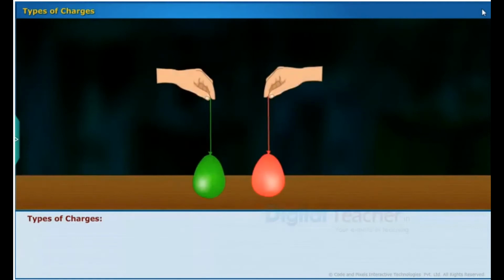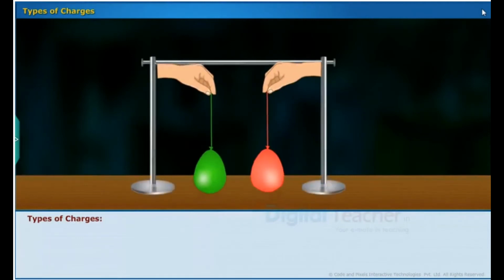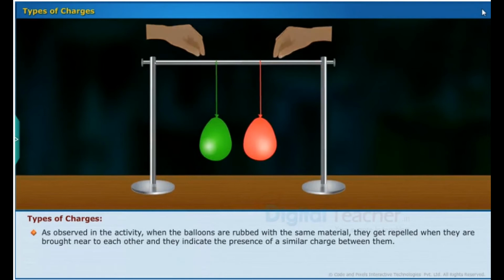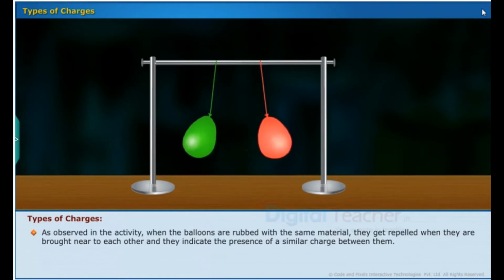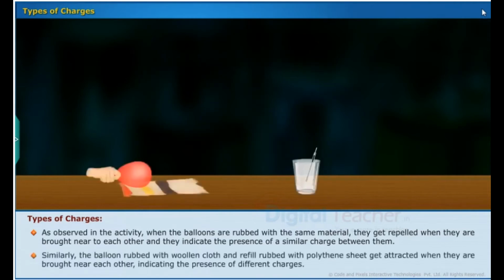Types of charges. As observed in the activity, when the balloons are rubbed with the same material, they get repelled when they are brought near to each other, and they indicate the presence of a similar charge between them. Similarly, the balloon rubbed with woolen cloth and refill rubbed with polythene sheet get attracted when they are brought near each other, indicating the presence of different charges.